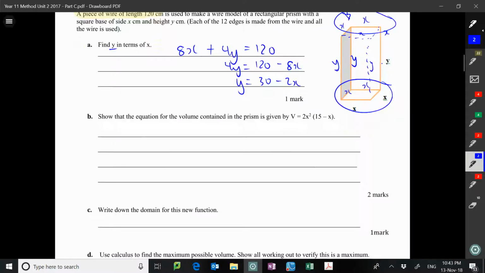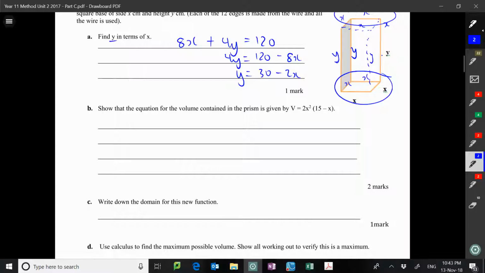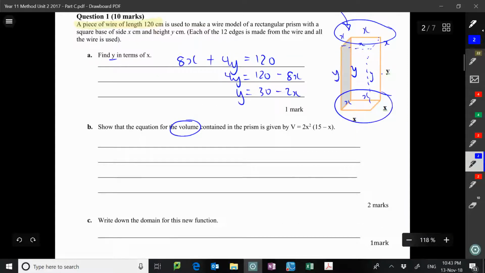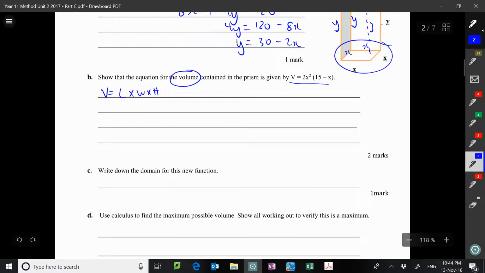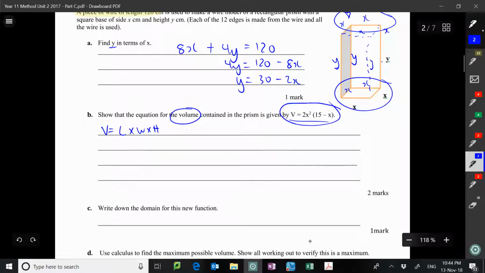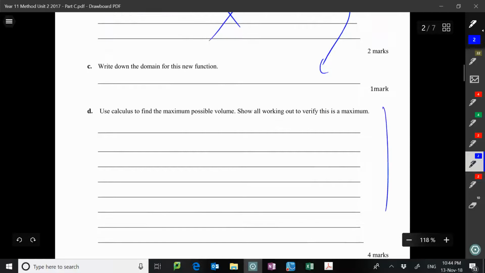1 mark. Next step. It says show that the equation of the volume is given by. How do you find the volume of a rectangular prism? It equals length times width times height. That's what I would write. Anytime I read something, I write it down. So they gave you the volume. Even if you couldn't figure this one out, you can use this and move on to the next question. So there's no excuse to just stop there and not do anything. They gave you the equation, you can move on from here. If you can't prove it, forget that, lose 2 marks and get the next few marks from it.